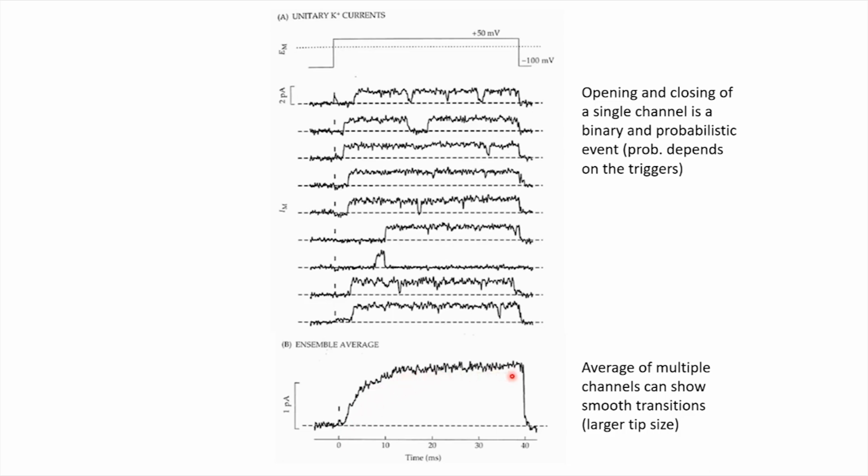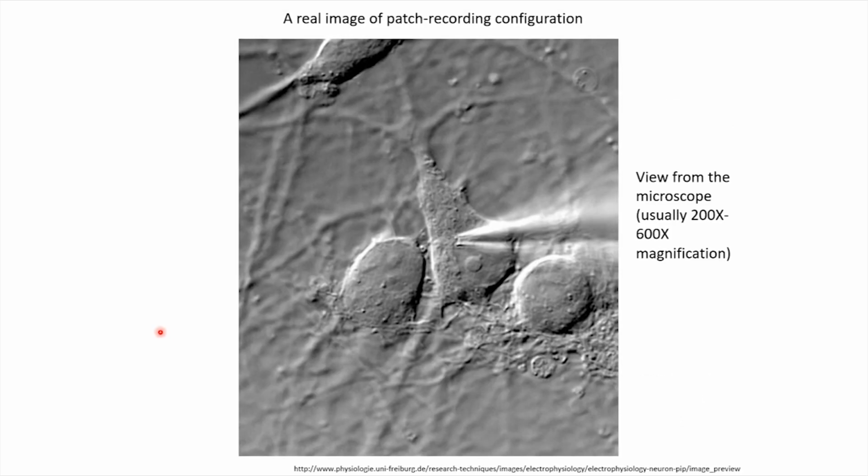But if the tip size is very small, so that there is only one channel contained within the patch that is covered by the tip, then we will see a trace that is more like this with binary levels. So here is an example of what a real patch experiment looks like.